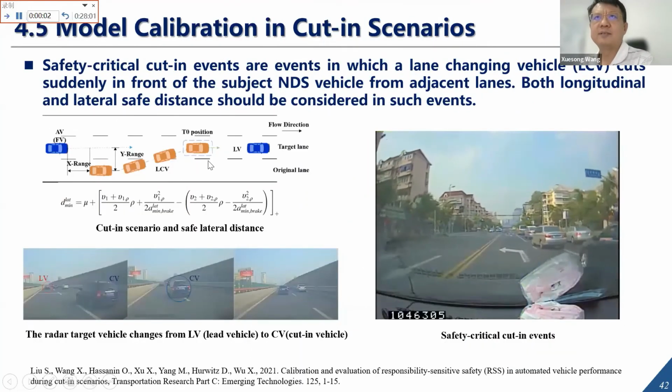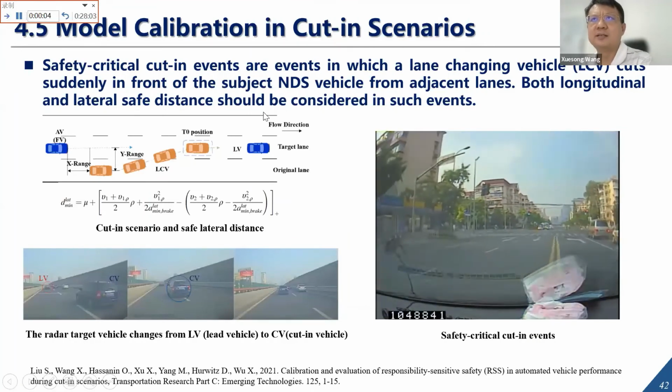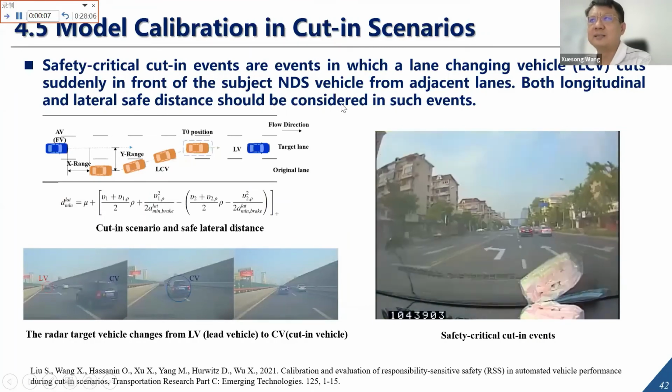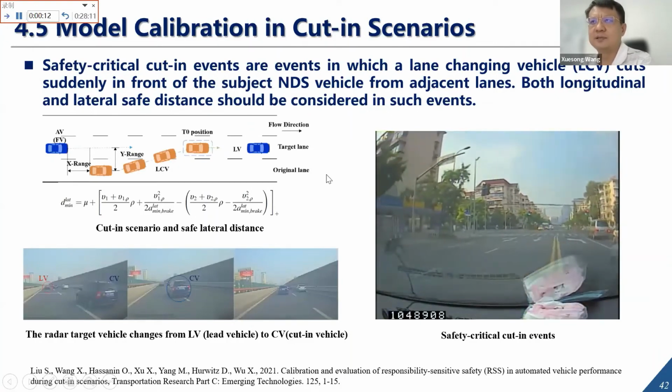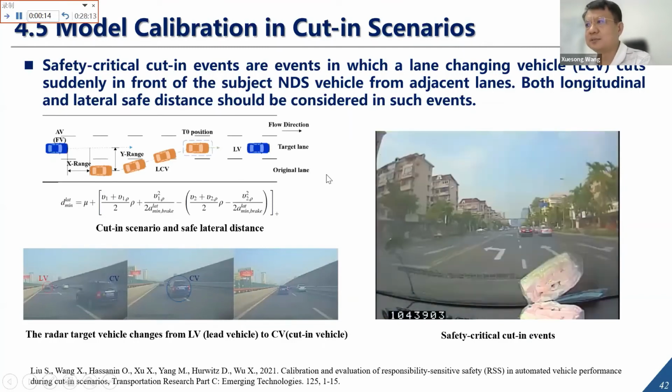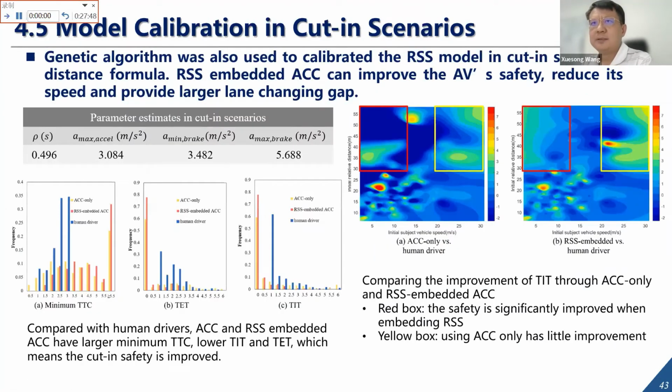Then we calibrated the safety critical cut-in events. First, we identify the cut-in events, then use the same simulation platforms to calibrate the ISS models. These are the calibrated parameters for the ISS models for cut-in scenarios. And again, we compared the ISS models with human drivers and with other types of vehicle control models. We found that the ISS model is the safest among all the other models.